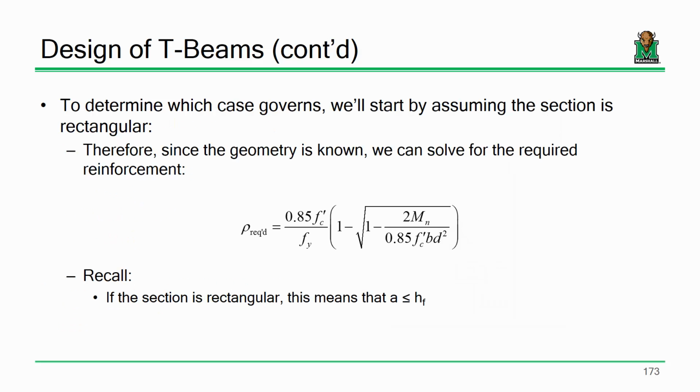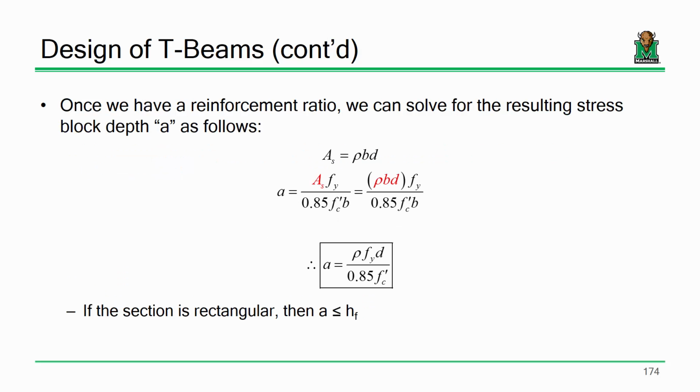If you're dealing with the case up top, it's pretty simple. It's a rectangular beam like what we've done before, so solve for your rho required and move on. If it's a true T-beam, it's a little different. So how do we determine whether it's a true T-beam or a rectangular T-beam?